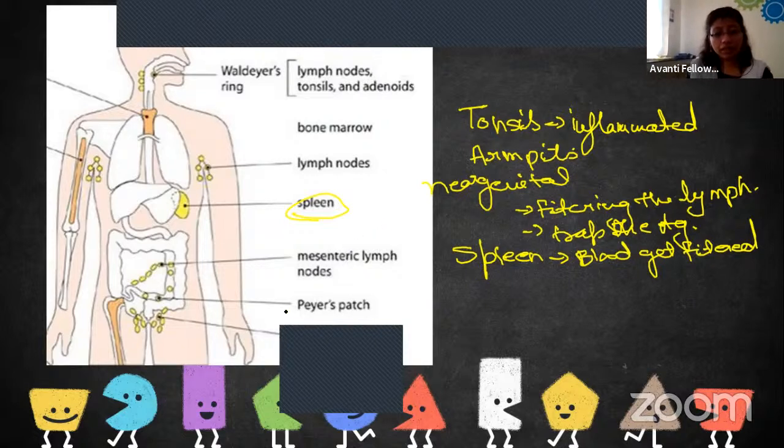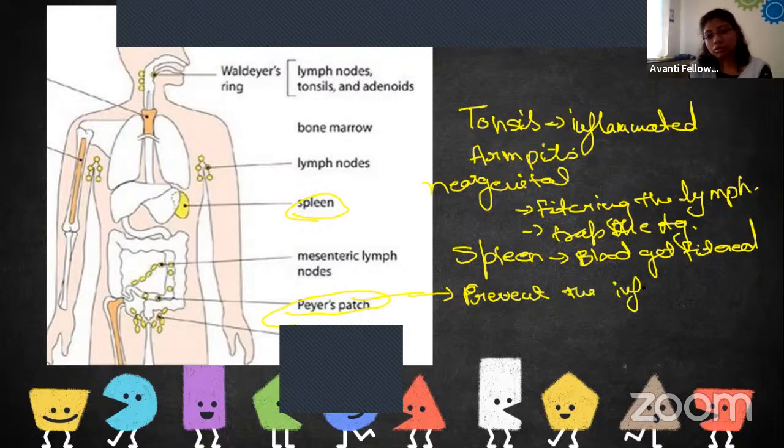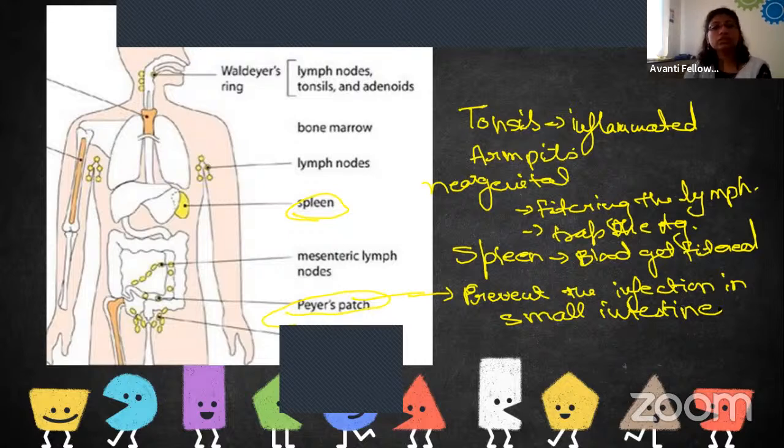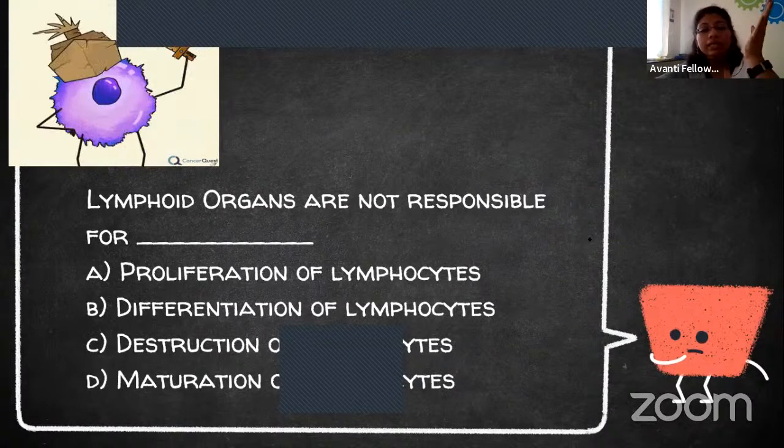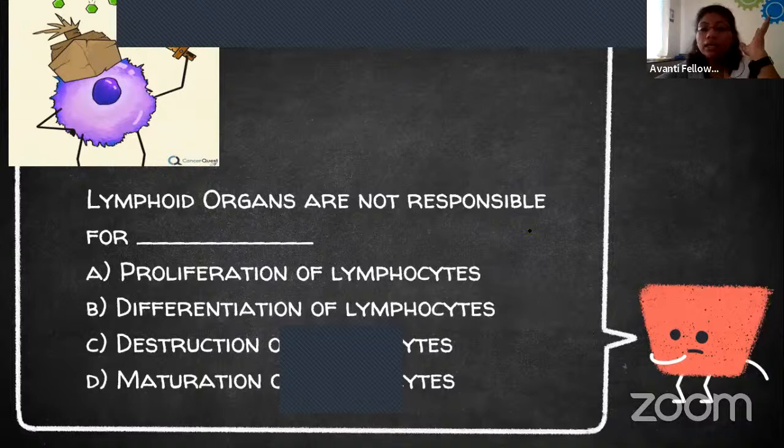also helps in the proliferation of our lymphocytes. Then we have the Peyer's patches, which are present in the small intestine. They are very small white patches present on the inner wall of our small intestine to prevent infection. So is this clear to everyone? So these are secondary lymphoid organs.